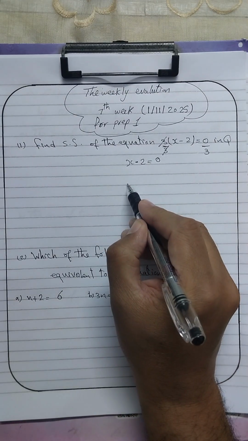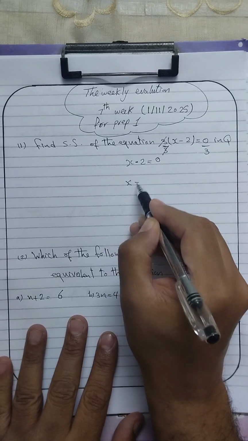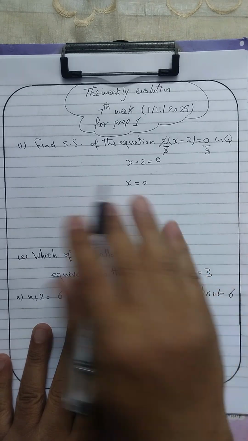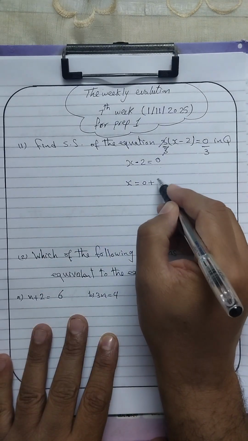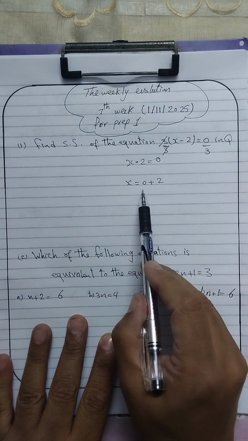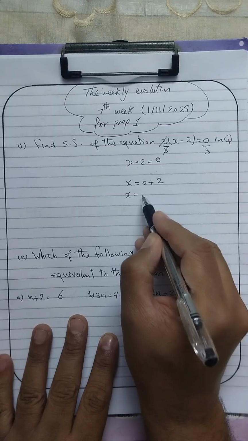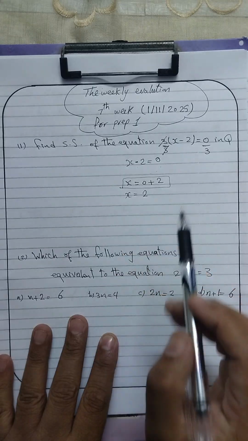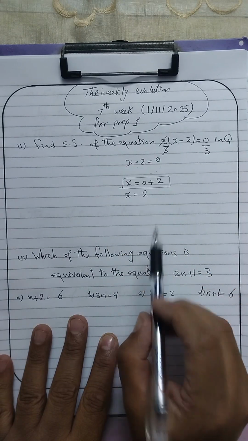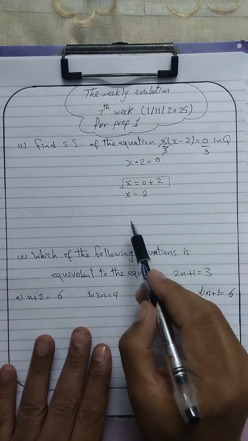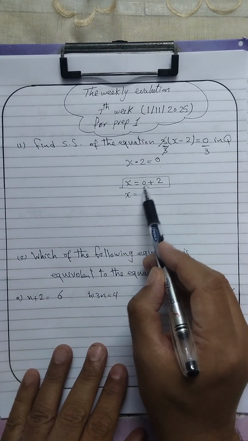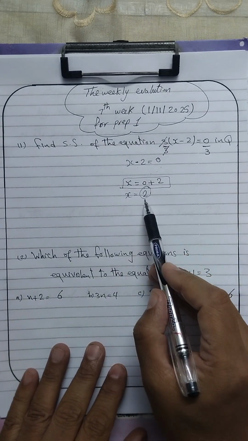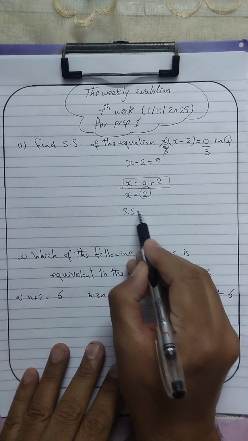And here we write x equals 0, and we move negative 2 to the right side and change its sign to be positive. So x equals 0 plus 2, that means x equals 2. So we can cancel this step and write x equals 2 directly. So we should write the solution set, but first we ask if 2 belongs to Q or not. Yes, 2 belongs to Q, so the solution set equals {2}.